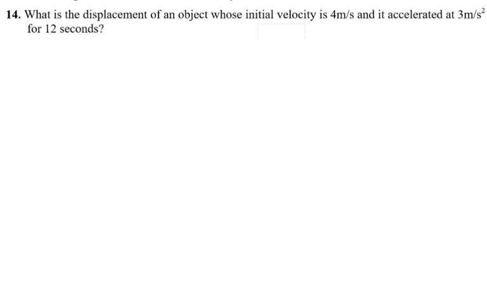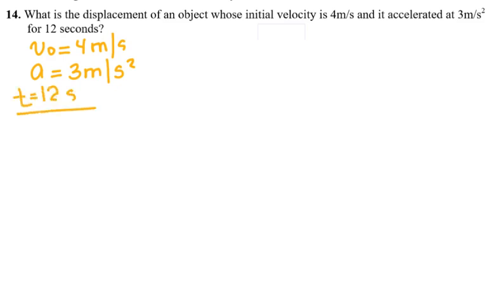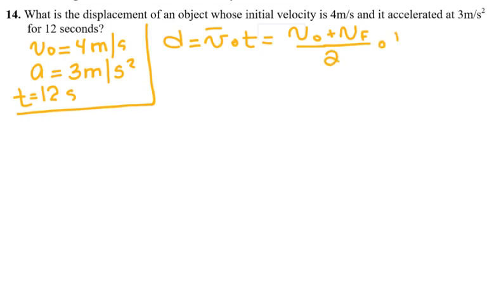So here we're given that the initial velocity of the object is 4 meters per second. As always, I'm going to write down everything that is given. Acceleration is 3 meters per second squared. And the time that the object has traveled is 12 seconds. So time is 12 seconds. And they ask you about the displacement. So for the displacement, I need average velocity times the time, which means I need initial plus the final divided by 2 times the time.